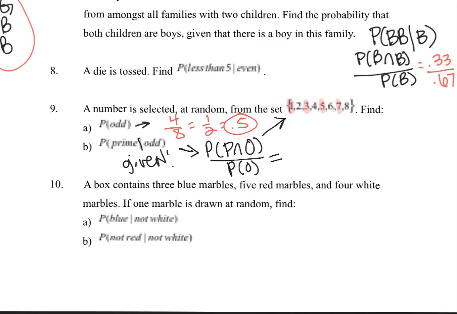Now, prime means that they're all divisible by only itself and 1. So 7 can't be divided by anything. Same with 5, same with 3, same with 1. So 4 out of 4 is 1, divided by the probability that they're odd, is 1. So your answer is 1. Okay, because I have, hold on, I did the numerator wrong.